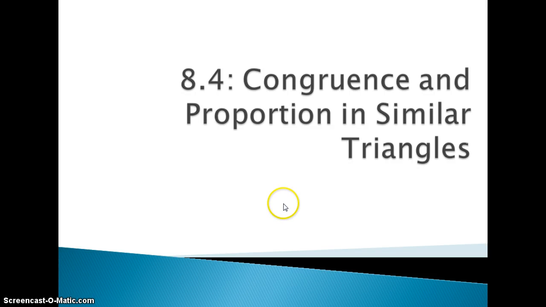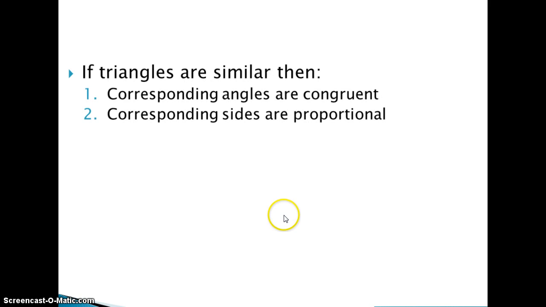Today we're looking at what happens if we already know that triangles are similar or we can prove them, and we wanted to go a little bit further than that. So we're looking at congruence and proportion in similar triangles. If triangles are similar, that means that two things must be true. Corresponding angles must be congruent, and corresponding sides must be proportional.